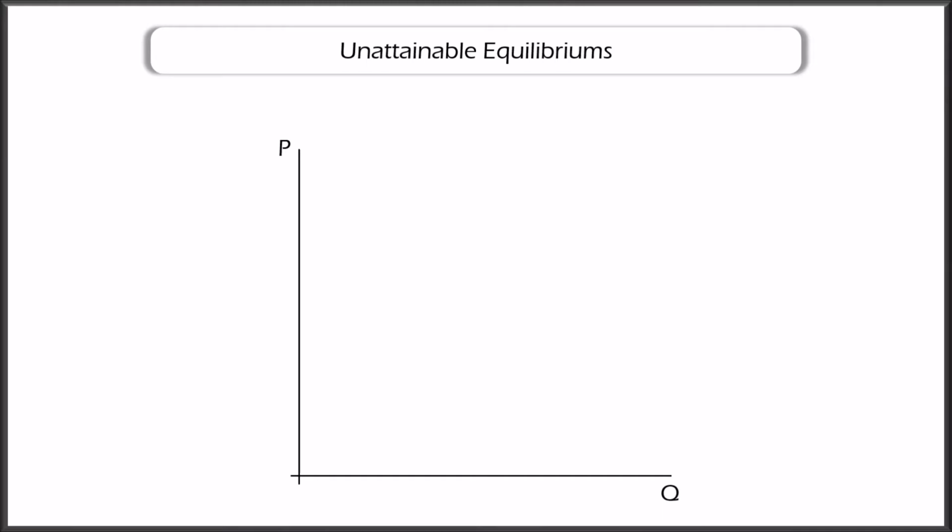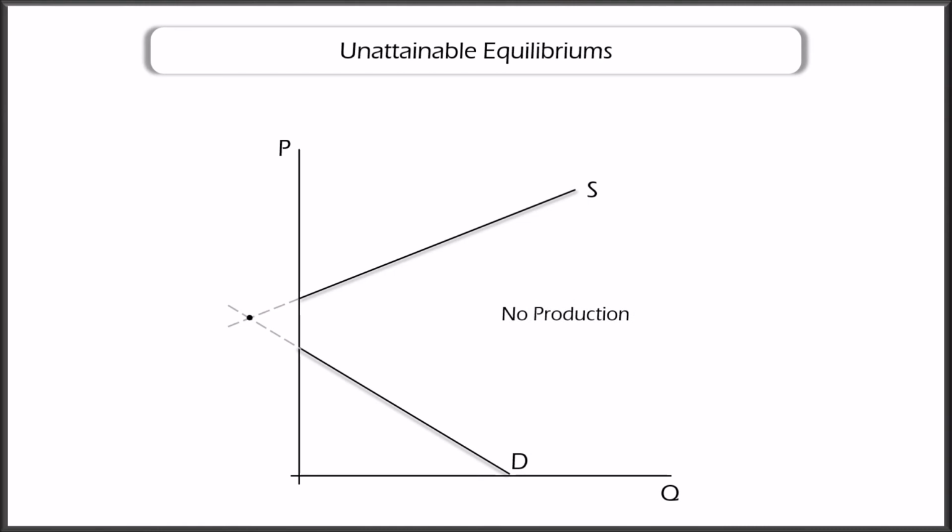Markets can also have unattainable equilibrium. In some markets, the costs of production are so high and the demand for the product is so low that demand and supply meet at a negative quantity. Since quantity cannot be negative, these markets simply produce zero. In other words, these are dead markets.